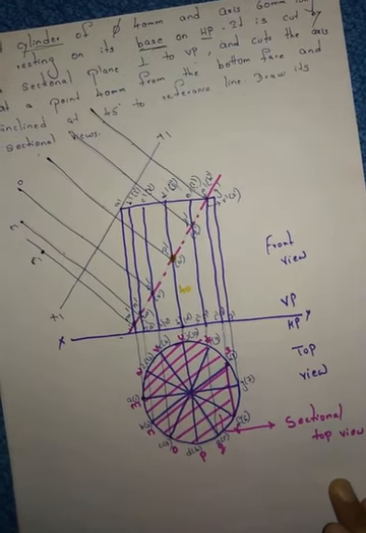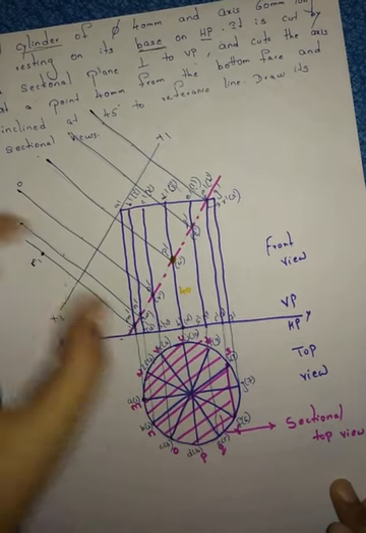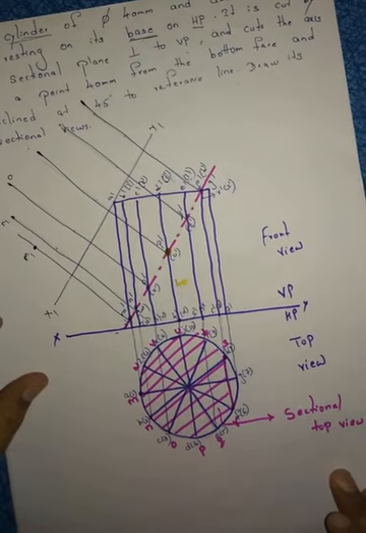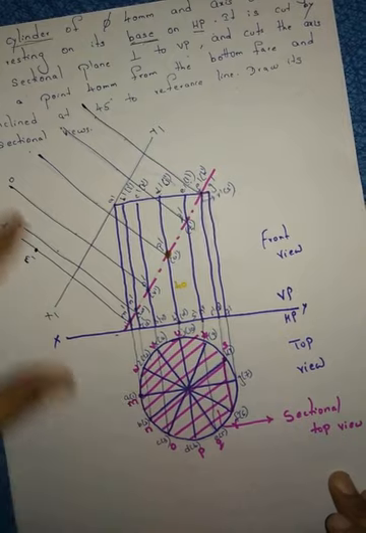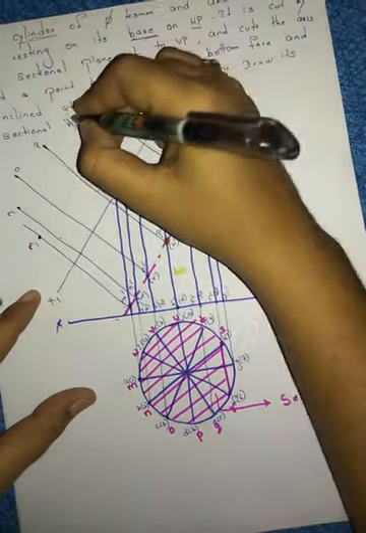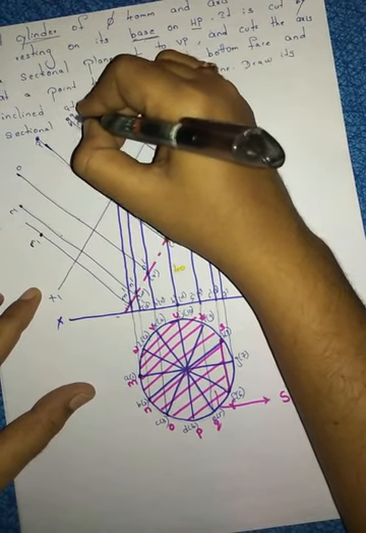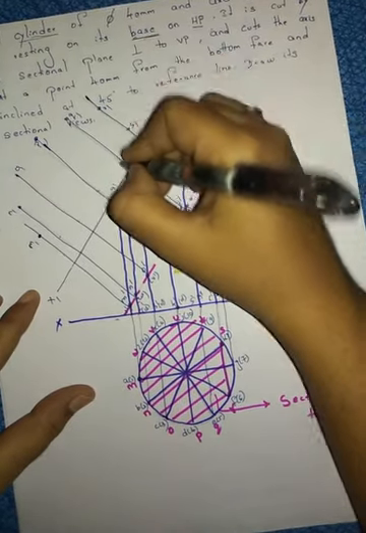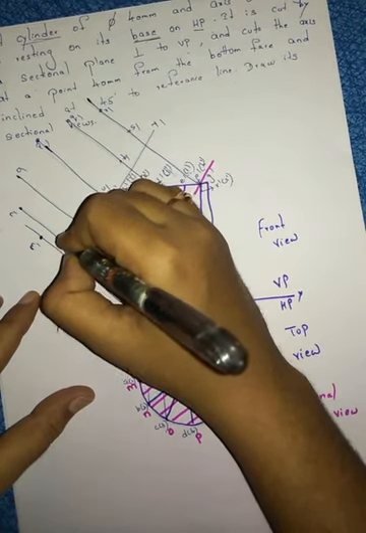Just what we are doing from the reference line, we are taking these distances, keeping the compass on the new reference line, and marking the points. See here M, N, O, like that. Continue like that. You will get point P, Q, R, S, T, U, V, W.